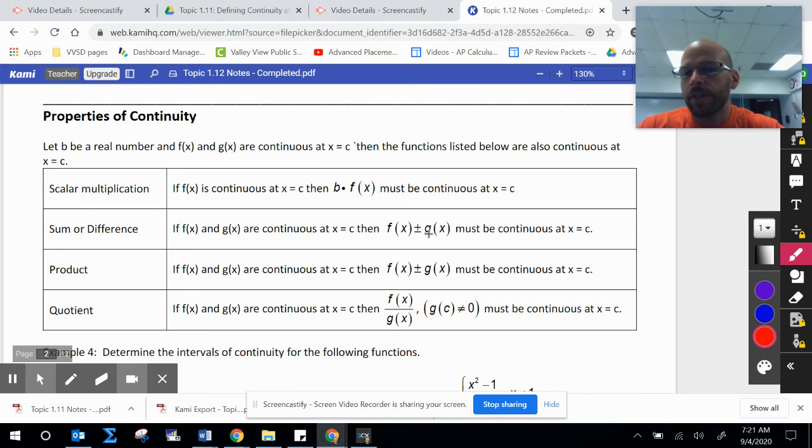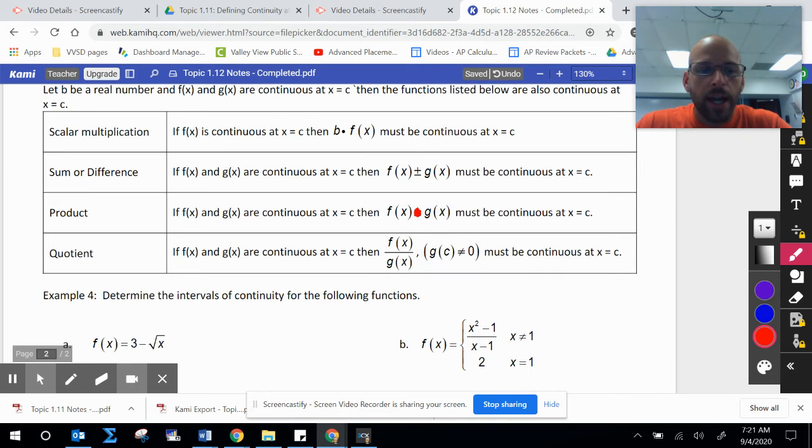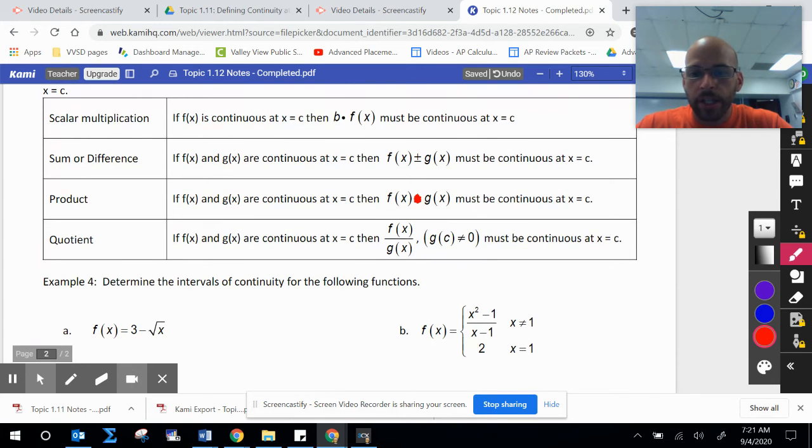If you have a sum or difference of functions, okay, we're going to take a look at them individually. If f is continuous and g is continuous, then I know when I add them together, that resulting function will still be continuous. Same thing with product. This should not be a multiply, this should be a times here. Same thing with a product. If I know that they're individually continuous at a point, when I multiply them, they're still going to be continuous at a point. Now, quotient is a little different.